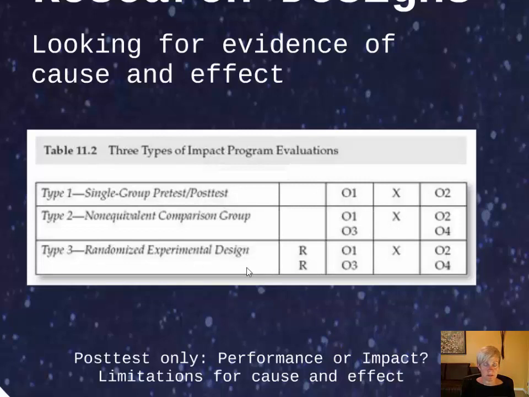Type 3, randomized experimental design, the gold standard in research. And that is where you have a truly randomized sample that you pick from a target population, and you have an observation, intervention, observation, and because it's random, you have been random with both groups, you can feel better about the controlling for, because they're random, you don't really need to worry about controlling for all the external variables because these groups are essentially equivalent.